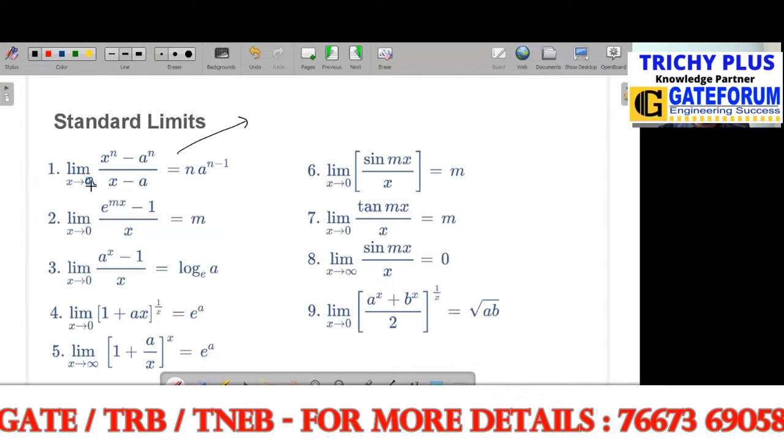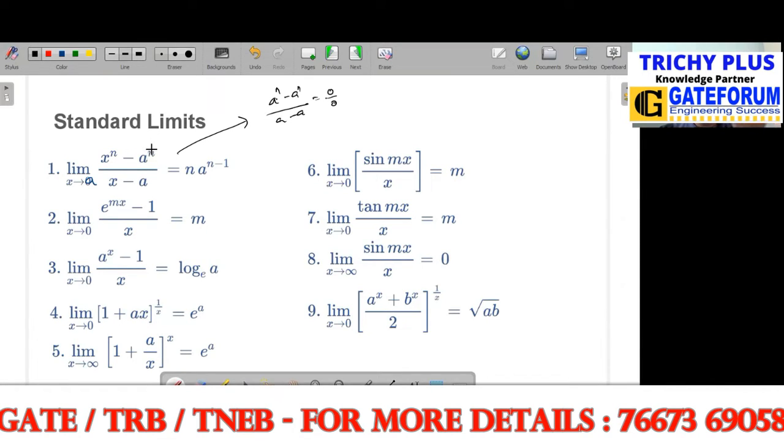we will first apply the value and find what value it is giving. If you apply, you will get a power n minus a power n divided by a minus a, which is equal to 0 by 0. So it is in the indeterminate form, correct? Then, if it is in the form of 0 by 0, we can go with the L'Hospital's rule for that.